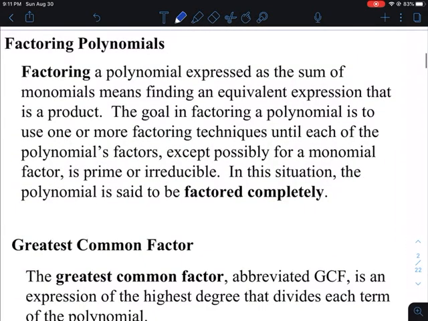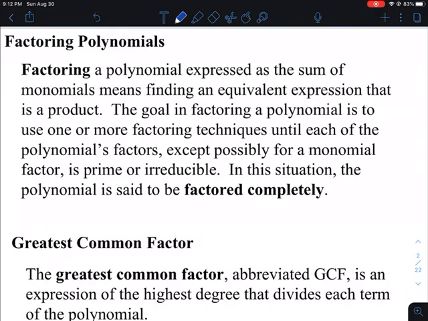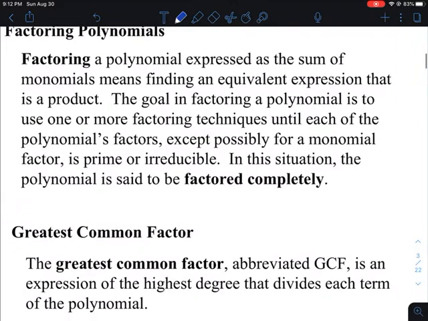All right, so factoring polynomials. Factoring a polynomial expressed as the sum of monomials means finding an equivalent expression that is a product. The goal in factoring a polynomial is to use one or more factoring techniques until each of the polynomial's factors, except possibly for a monomial factor, is prime or irreducible. In this situation, the polynomial is said to be factored completely. So the first step is always to look for that greatest common factor.